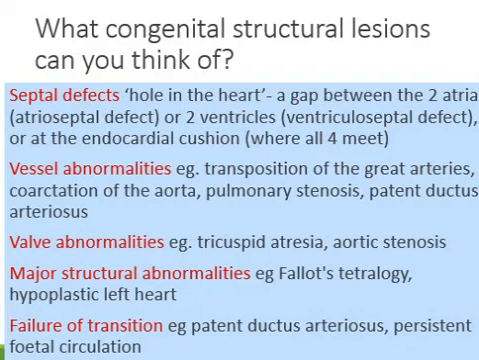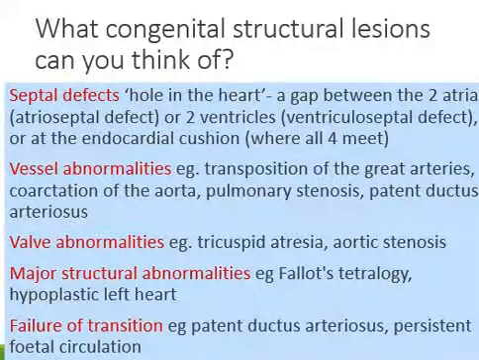When it comes to vessel abnormalities, we can talk of the transposition of the great arteries, coarctation or narrowing of the aorta, pulmonary stenosis where the pulmonary artery narrows, and patent ductus arteriosus. Valve abnormalities include tricuspid atresia, where the tricuspid valve fails to develop normally, or aortic stenosis.